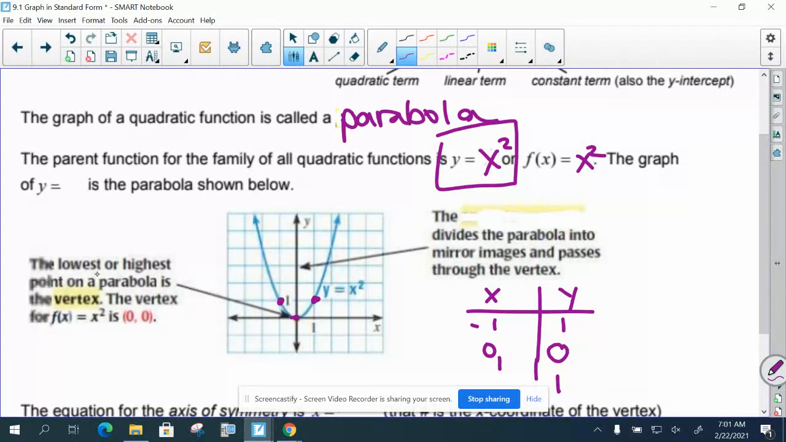So it says the lowest or highest point on the parabola is called the vertex, which you learned in the investigation activity. The vertex of this equation is the point 0, 0. You always write your vertex as a coordinate.